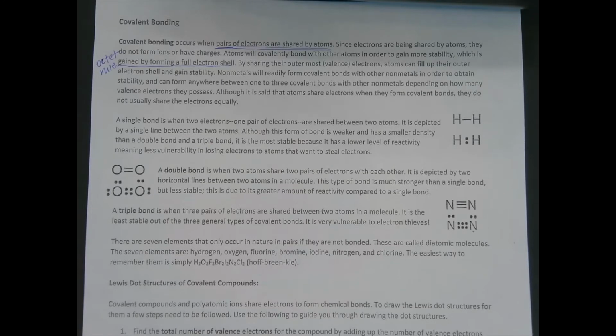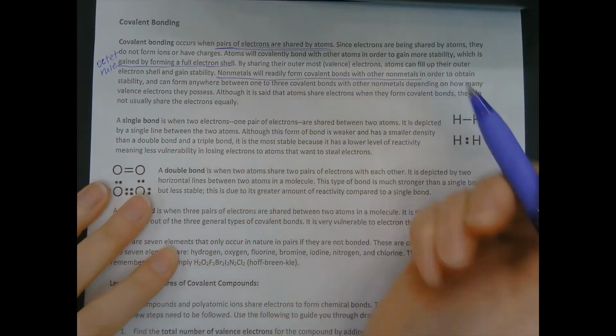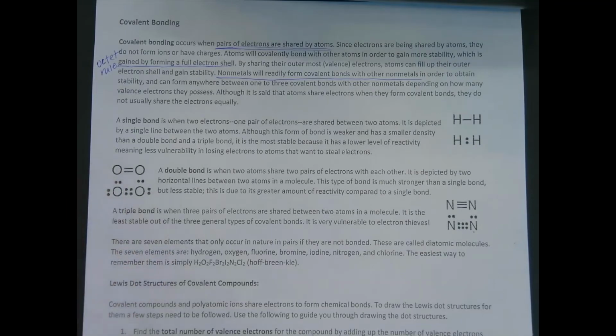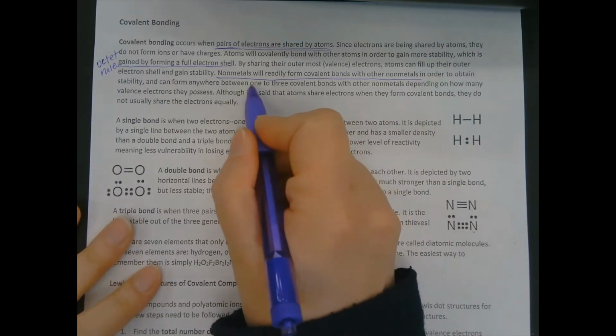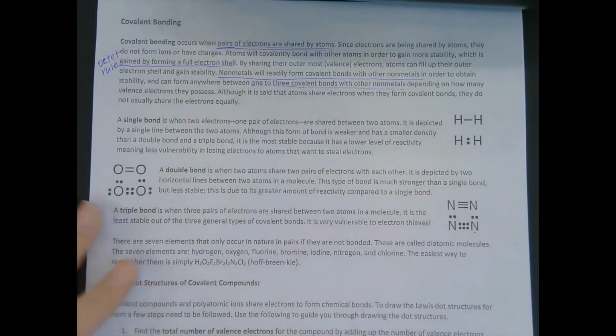Nonmetals will readily form covalent bonds with other nonmetals in order to obtain stability, and can form anywhere from 1 to 3 covalent bonds with other nonmetals depending on how many valence electrons they possess. Okay, and that's with one other atom. So one atom can form a single, double, or triple bond with one other atom. And that just depends on how many they need to share.